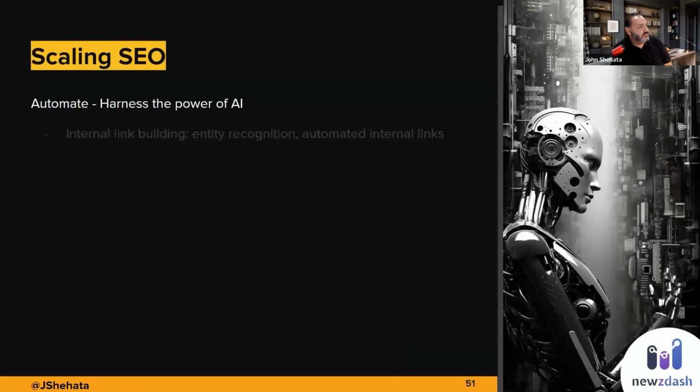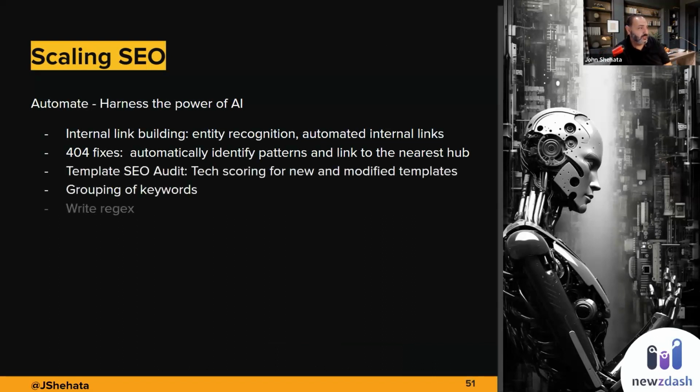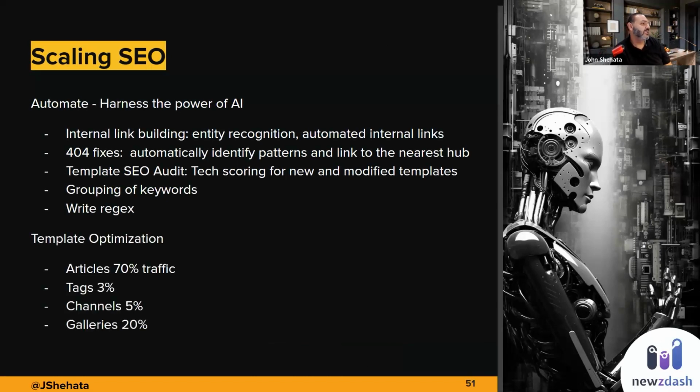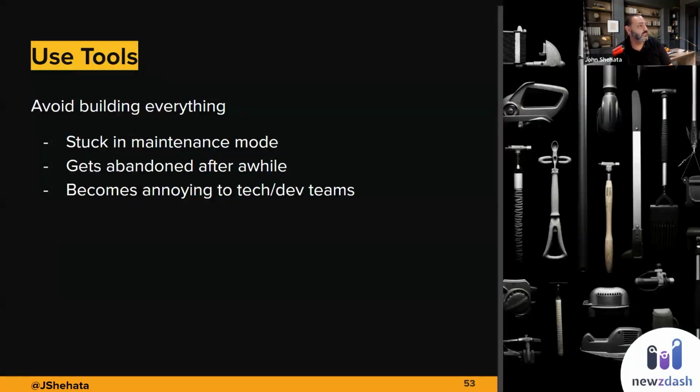Okay, for the sake of time, scaling SEO, you need to automate. Harness ChatGPT. It is not your enemy. It can be your friend, and it can help you in so many different things: grouping, writing regex, and so on, right? And when you do template optimization, it's like, should I optimize the article template that brings 70% of the traffic, or focus on this one small template that brings less than 1% of the traffic, right? So this is a part of prioritization. These are some elements to remember when you're using ChatGPT.